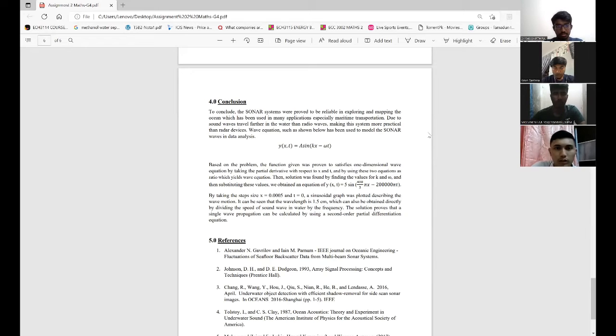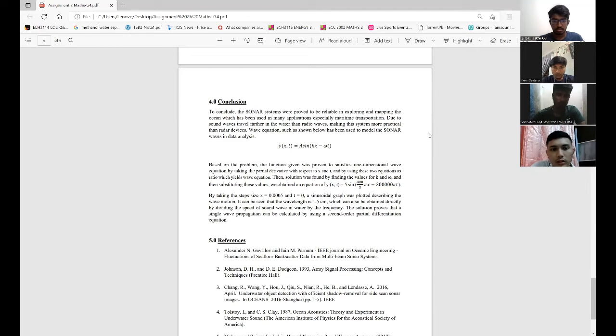Okay, thank you, Kitiraj. As for the conclusion of our report, in the beginning we gave an introduction on sonar systems and their purpose. We can conclude that sonar is reliable in exploring and mapping the ocean, and has been used in many applications, especially maritime transportation. Sound waves travel farther in water than radio waves, making this system more practical than radar devices.